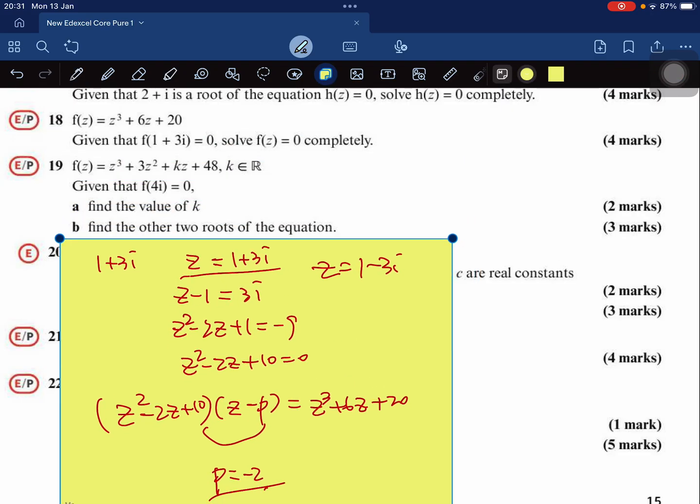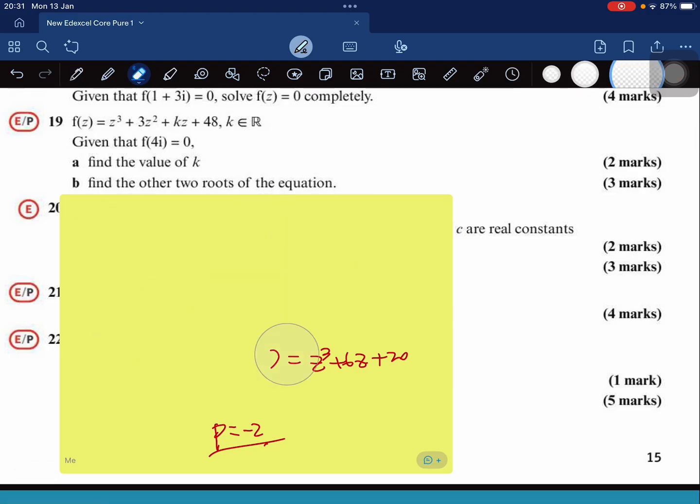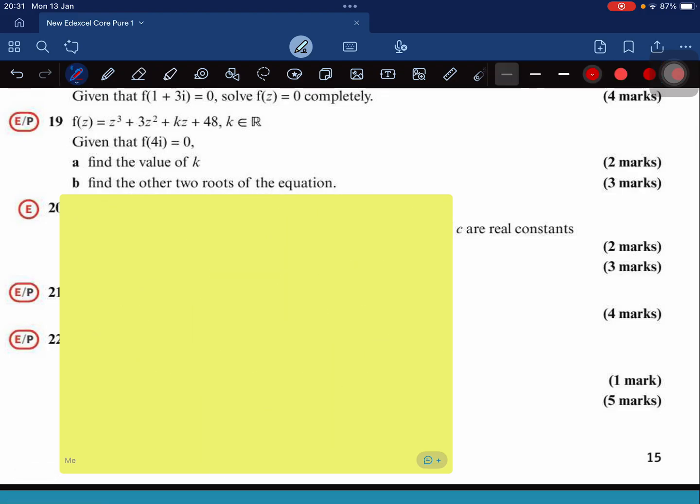Number 19. 4i is a root. Then find k. So 4i is a root, then negative 4i is a root, and we don't know the third one. Let's call it p again. But part a is asking us to plug in 4i into z.